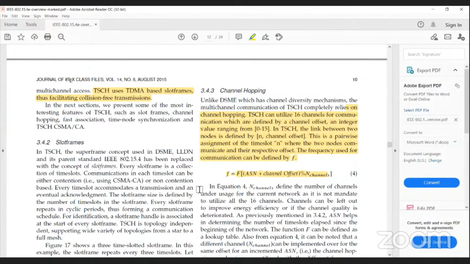Now the F function is basically a lookup table which contains the 16 different channels in the form of an array, and they can be arranged sequentially or in a random manner. So that is how we determine the channel hop in each time slot.